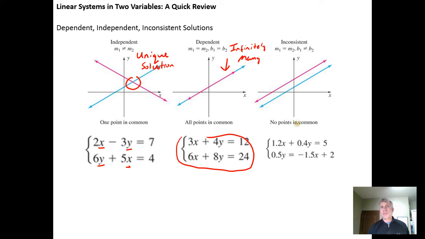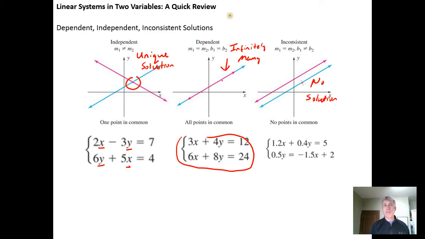But the third way that two lines can play out in the Cartesian plane is they can be parallel and non-intersecting, and this would correspond to our getting no solution. So really these are the only three ways that solution sets can occur if we're working with systems of linear equations in two unknowns in the Cartesian plane. We either get independent, dependent, or inconsistent results, corresponding to a unique solution, infinitely many solutions, or no solution at all.